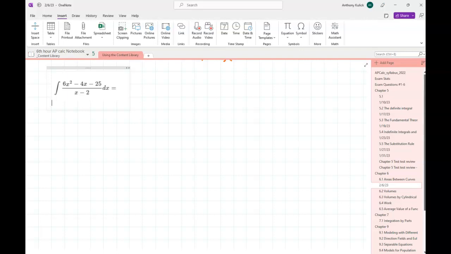Could you use the quadratic formula to try to factor the numerator? Yes, you could do that. The only way that's going to help you is if x minus 2 is a factor. If you plug in positive 2, you have 72, I'm sorry, 24 minus 8 minus 25, that's not 0, so I know that x minus 2 isn't a factor of the numerator, so even if I can factor that, it's not going to help me do the integral, but good idea.